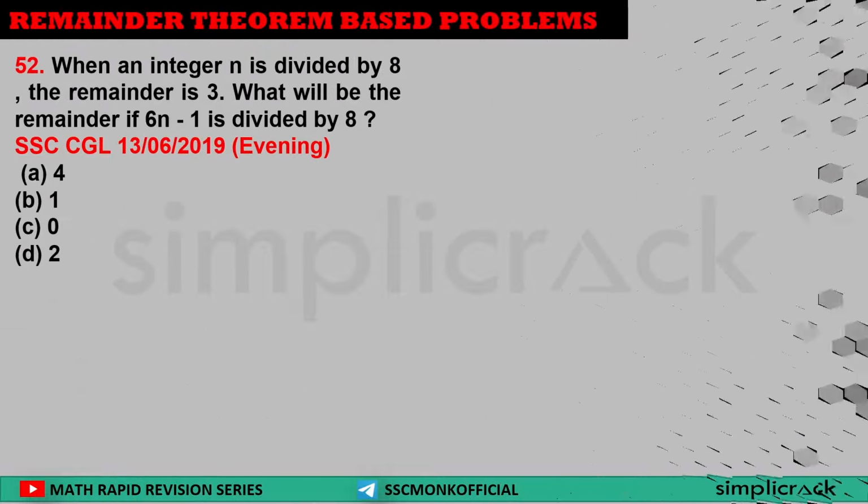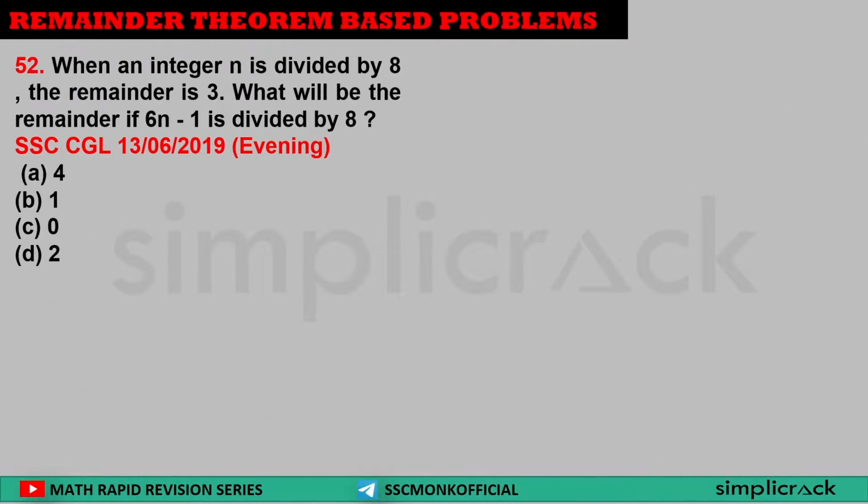Next. When an integer n is divided by 8, the remainder is 3. What will be the remainder when 6n minus 1 is divided by 8? Now let's say n is equal to what? 11. Then only when it is divided by 8, I will get the remainder 3. Now when n is 11, 6n is equal to 66, minus 1 is equal to 65. Divided by 8, 8 eights are 64, remainder 1. Answer option B. Done. I do not need to do anything else over here.